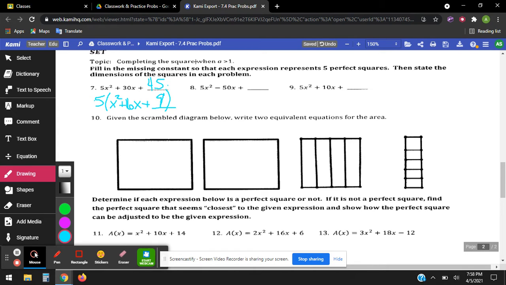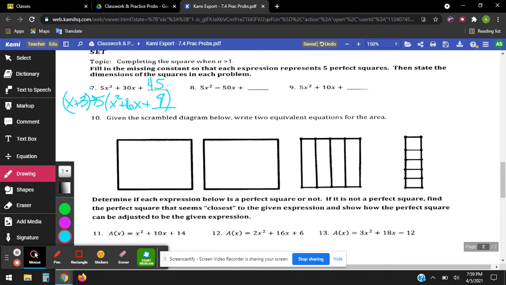And then it says, okay, then state the dimensions of the squares in each problem. So the dimension of the squares would be an x plus 3, and we have 5 of them.